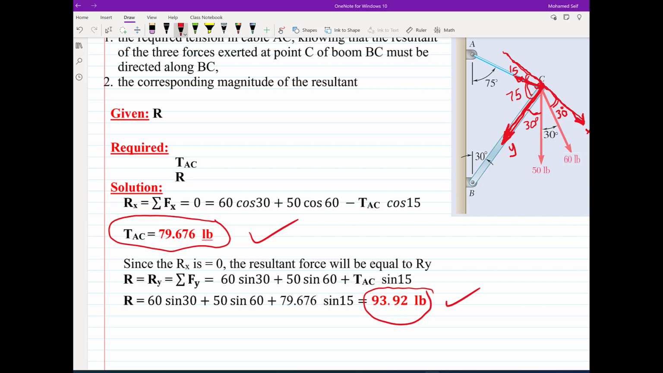And we succeeded also in getting the tension in cable TAC, which is 79.676.